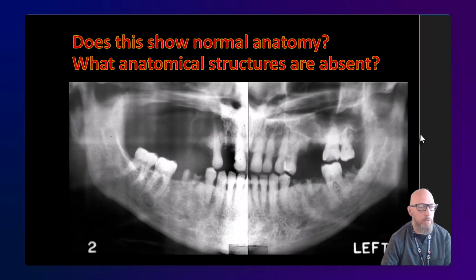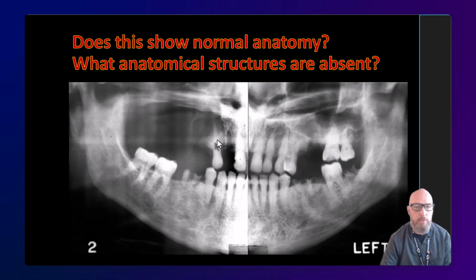All right, does this look normal? I'll give you a minute to take a look at this radiograph. Where is the asymmetry? What's missing? You should by now know the different anatomical structures, and hopefully your eyes are drawn to right here in the panoramic radiograph, where the entire posterior right maxilla is absent.